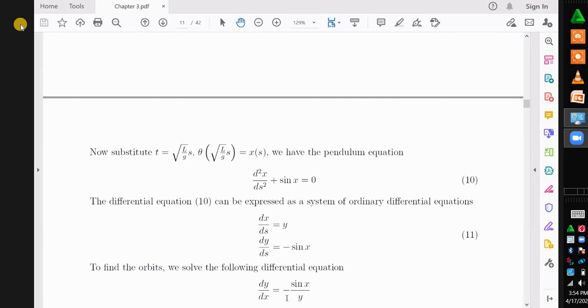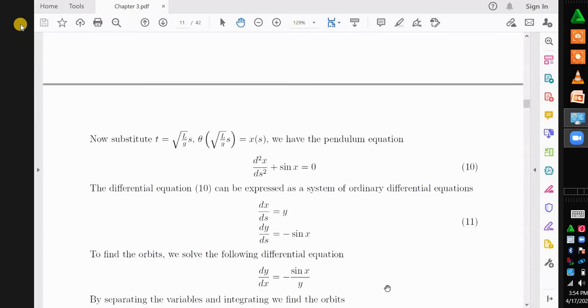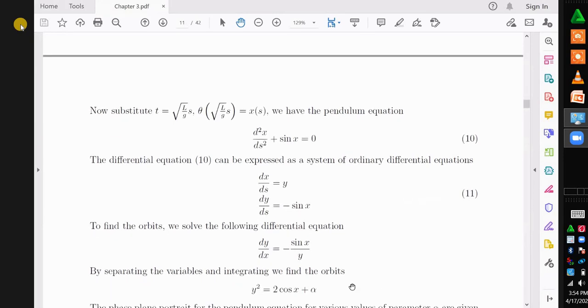Now dy by dx is minus sine x over y. Now just shift y to left side, also shift dx to right side, so you can see this is y square is 2 cosine x plus alpha. These are solution curves, and this is the general solution of this differential equation.